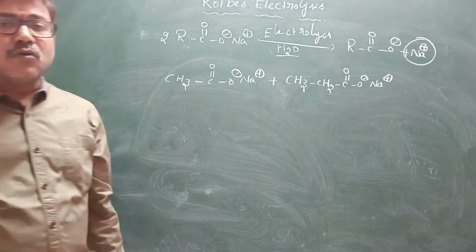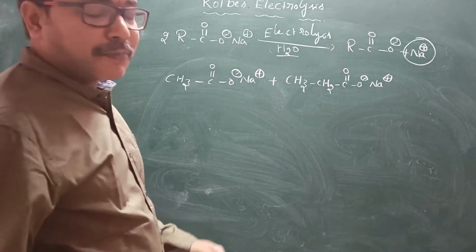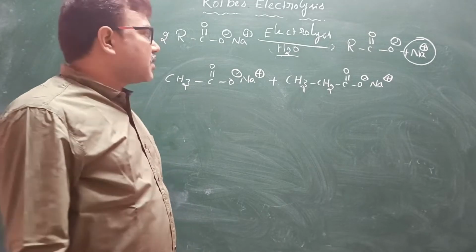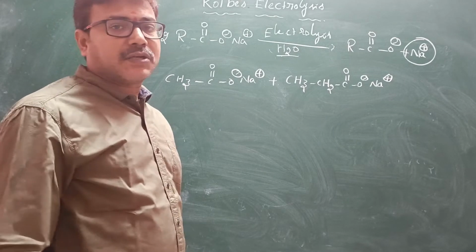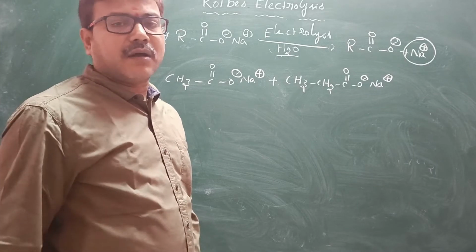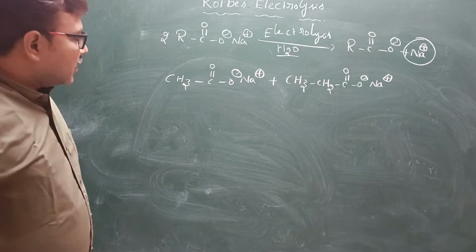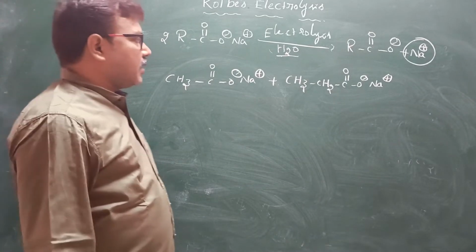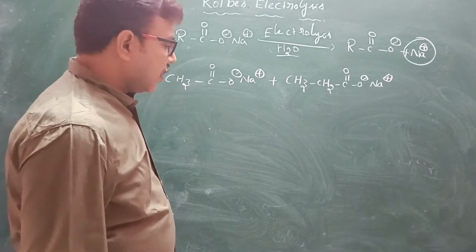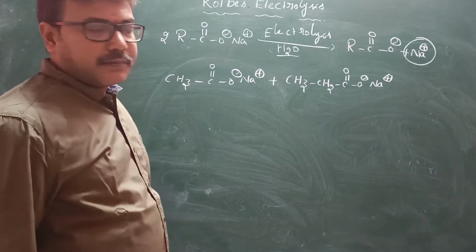Okay, so here the question is not which product is major, which product is minor. Generally, alkanes are the major product. Kolbe's electrolysis is useful for the preparation of even number of hydrocarbons, not useful for the preparation of odd number of hydrocarbons. So the question is, for these two sodium carboxylates involved in Kolbe's electrolysis, how many products are possible?